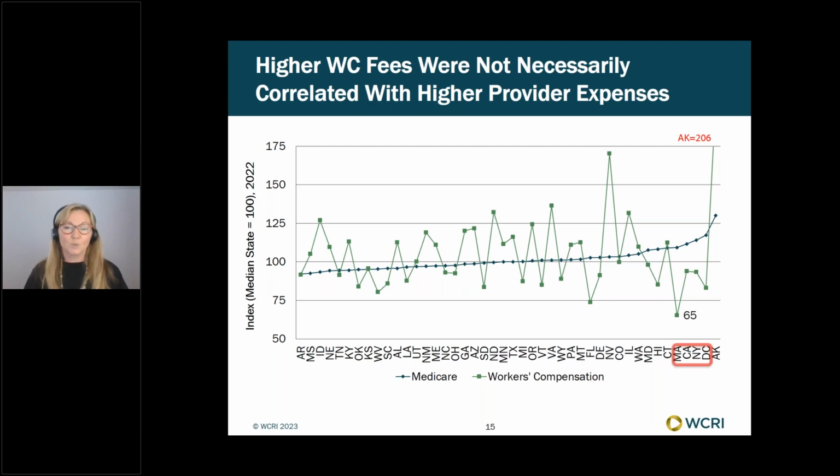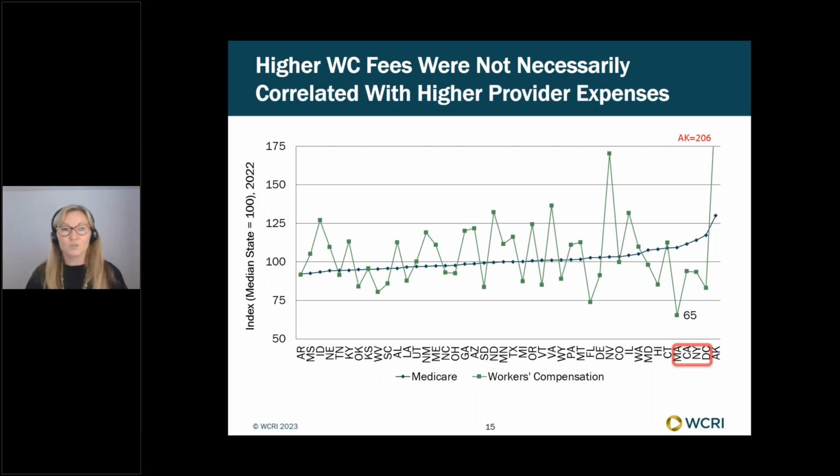And here we add workers' compensation fee schedule rates along Medicare rates. And again, we index them to the median state. So the most striking difference between Medicare and workers' compensation rates, as you can see in this chart, is that workers' compensation rates display much more variation across states, ranging between 35% below the median state in Massachusetts to 106% above the median state in Alaska.